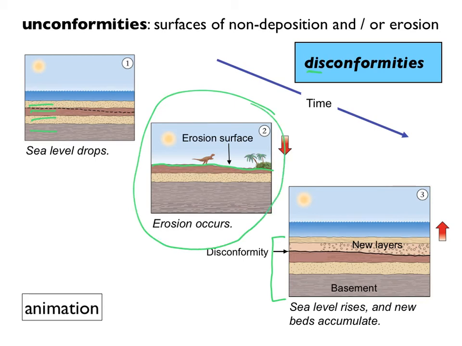But it's not easy to see. In fact, it's difficult to see. Disconformities are difficult to see because you'd have to look closely to see that this is not a bedding plane, but rather a disconformity.